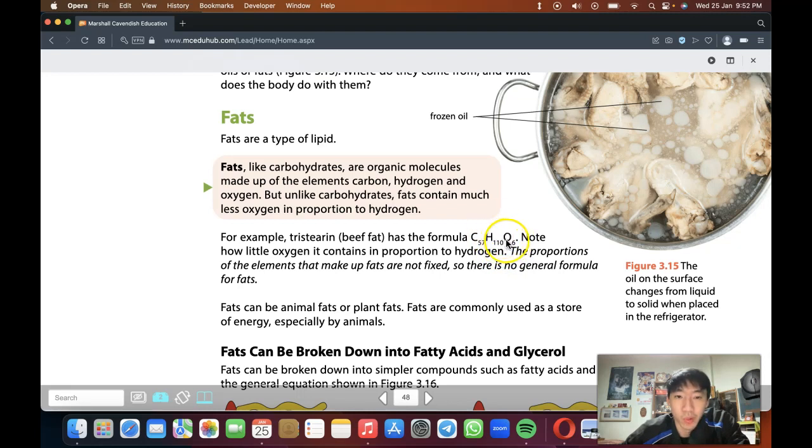The proportion of O to C in carbohydrates is almost equal, whereas in this case it's much lesser. You can see how little oxygen it contains in proportion to hydrogen. The numbers are not fixed, right? Different fats have different numbers. So there's no need to memorize, just need to know that it's CHO.